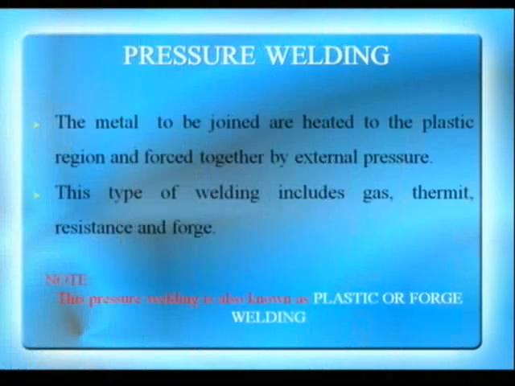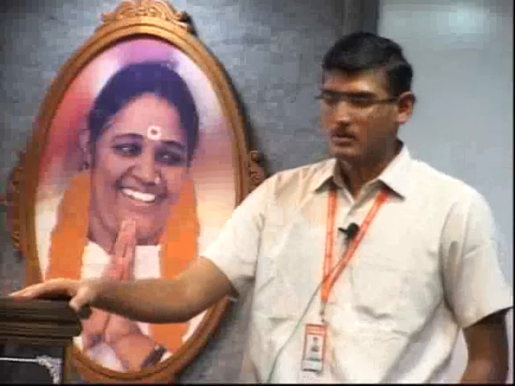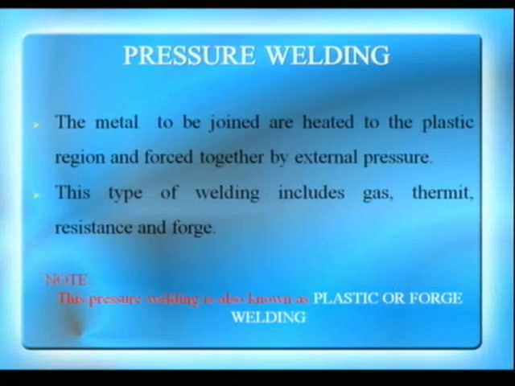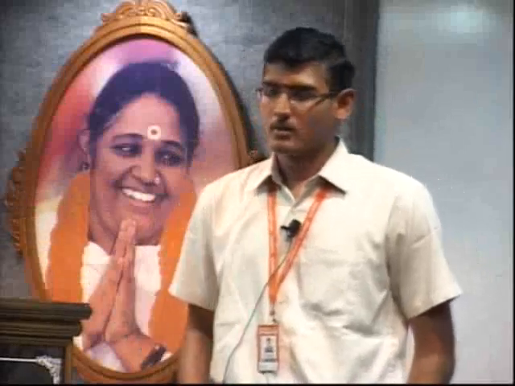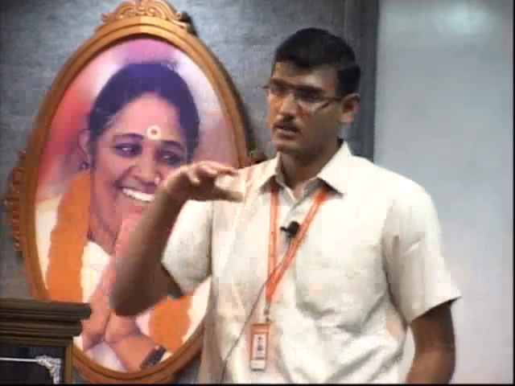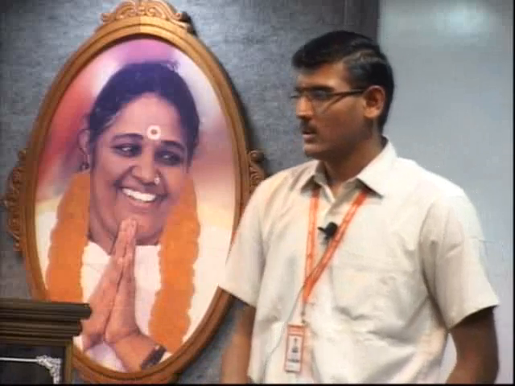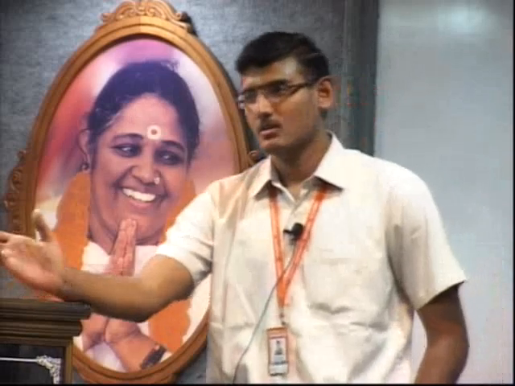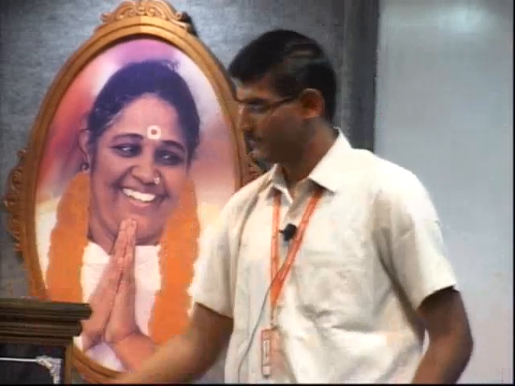Now let's see about pressure welding. The name itself has pressure, that is, the metal is joined by applying some pressure. The technical definition: the metals to be joined are heated to the plastic region. In fusion welding, you melt the metal into the molten state, but here you heat it to the plastic state and force it together by external pressure. This type of welding includes gas, thermite, resistance, and forge. It is otherwise known as plastic welding or forge welding.